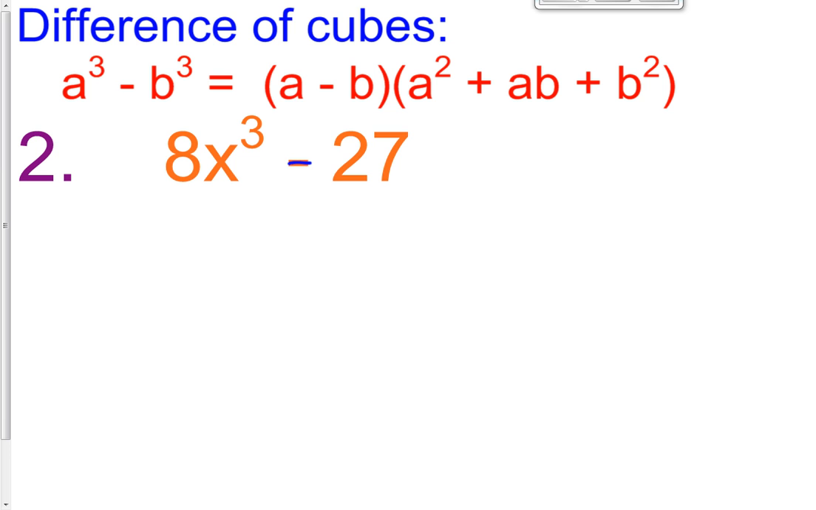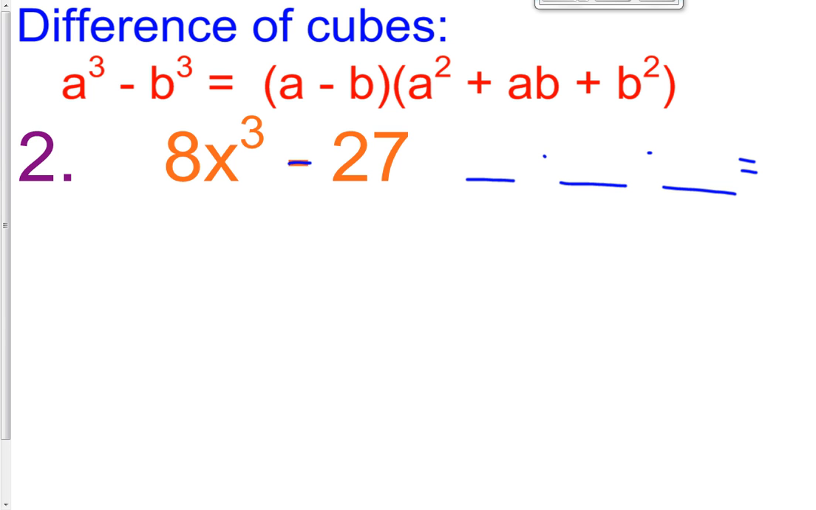It's a difference. 8x cubed. Is there a number times a number times a number that gives 8x cubed? Well, 2 times 2 times 2 is 8, and x times x times x is x cubed. So 2x times 2x times 2x is 8x cubed. So we have successfully found out that 8x cubed is a cube number. It is 2x raised to the third.